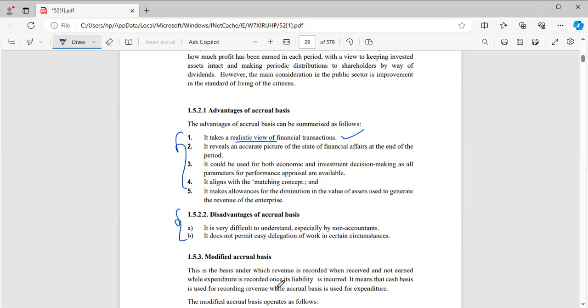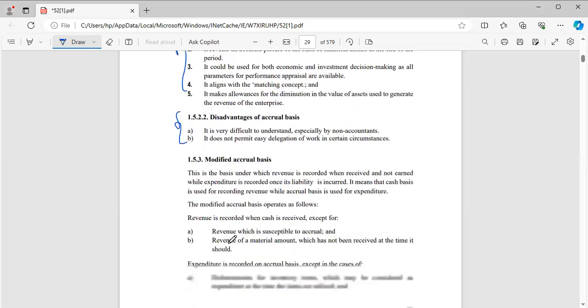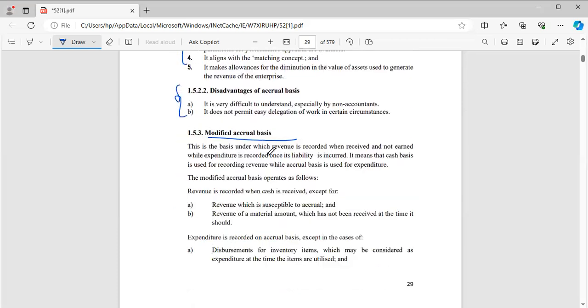So it is just intertwined. All right. Now let us look at the modified accrual basis. This is the basis under which revenue is recorded when received and not earned. Are you seeing it? Expenditure is recorded once its liability is incurred. It means that cash basis is used for recording revenue, while accrual basis is used for recording expenditure.